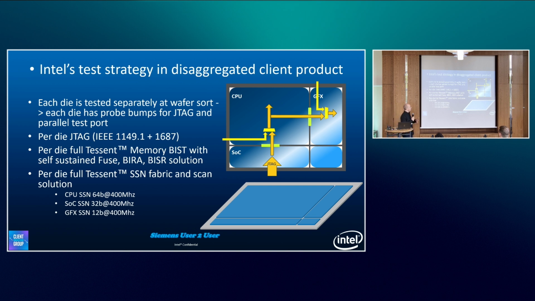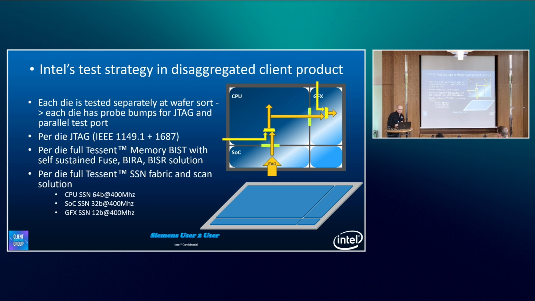Each die also has different bandwidths. The CPU die, as we mentioned earlier, it's by far the most dominant in terms of test time, has a 64-bit SSN network running at 400 megahertz. The SoC die has a 32-bit network, and the graphics die has a 12-bit network. All of them are running at 400 megahertz.